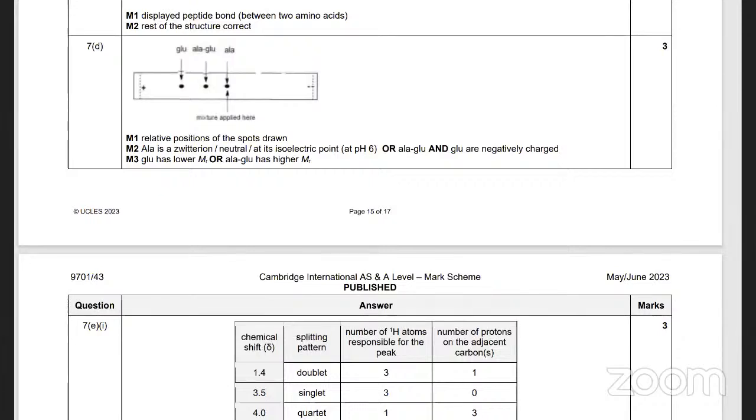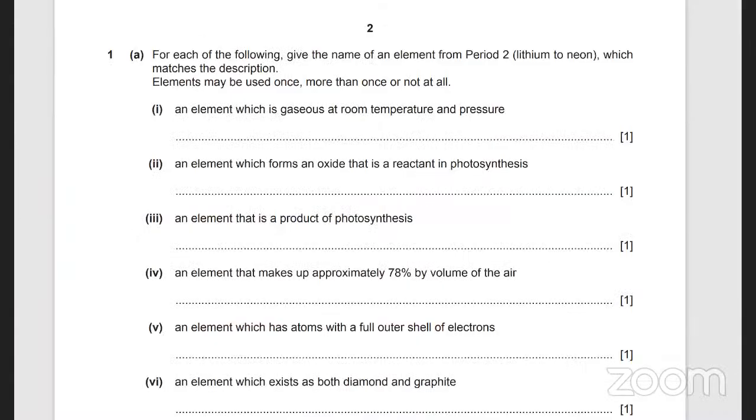So you've got lots of options. You've got nitrogen, which is gaseous, oxygen, which is gaseous. You've got fluorine, which is also a gas, and you've got neon, which is also a gas.